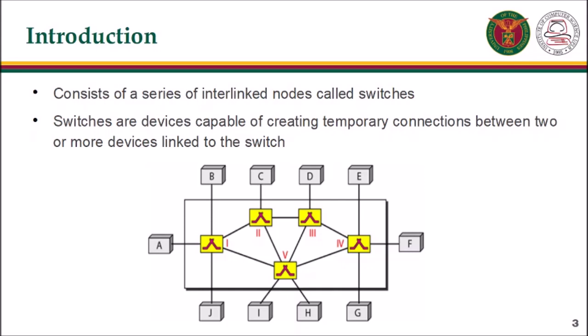A switch network consists of a series of interlinked nodes called switches. Switches are devices capable of creating temporary connections between two or more devices linked to the switch. In a switch network, some of these nodes are connected to the end systems. Others are used only for routing.